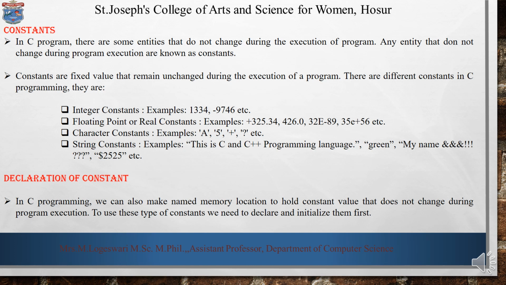Next, constants. What is meant by constant? A fixed value, an unchanged value, so that is a constant. We cannot change it during the execution of the program, so those are called constant values. There are different types of constant values: integer constants, floating constants, character constants, string constants, and so on. Declaration of constants means we need to declare the constants first, after that we can use that value. So what is the syntax for declaration of constants?